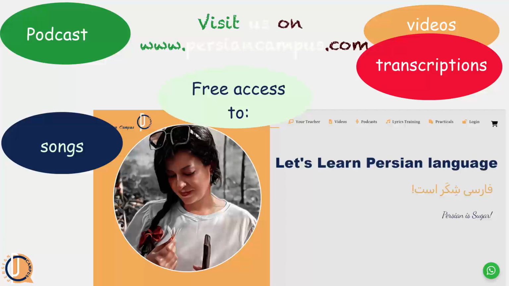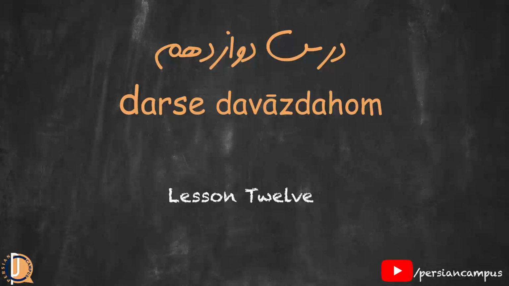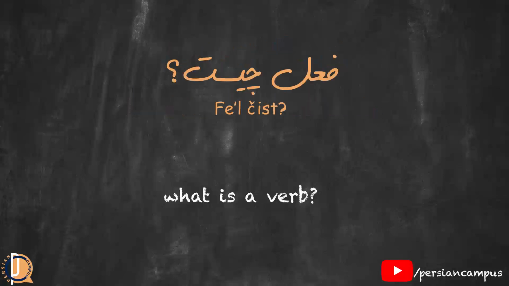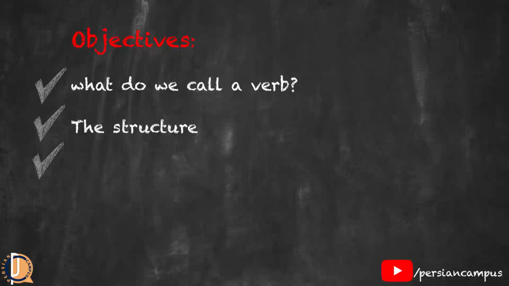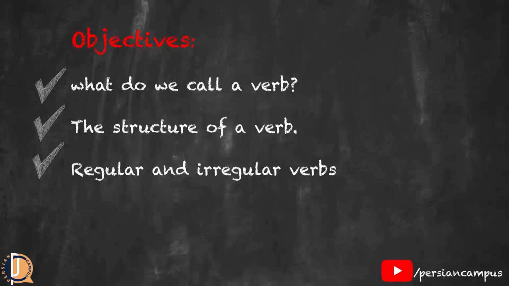So let's begin. درس 12 فعل چیست؟ یه بار دیگه فعل چیست؟ What is a verb? Let's first go through the learning objectives of this lesson. First, we will learn what a verb is. Then, we'll learn the structure of a verb. And finally, we will learn what irregular and regular verbs are.